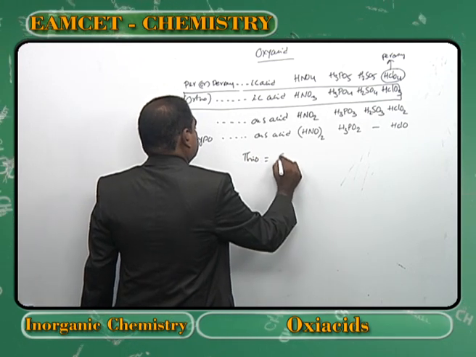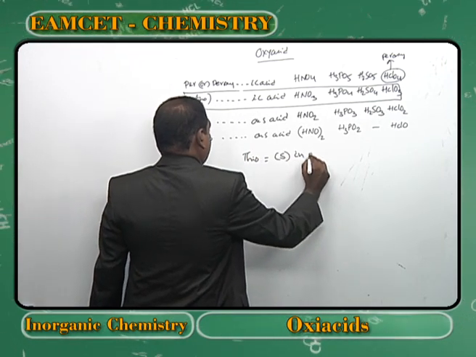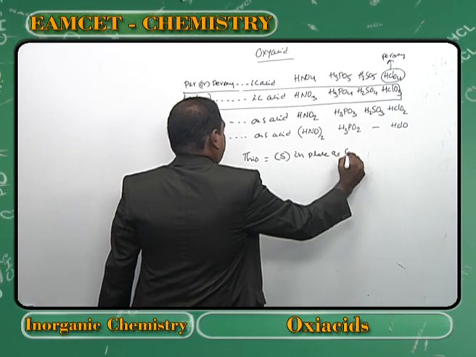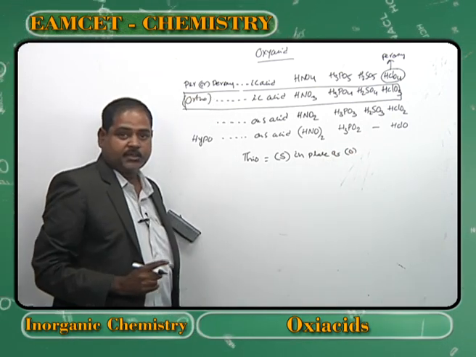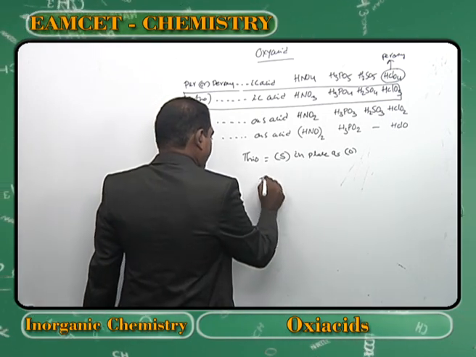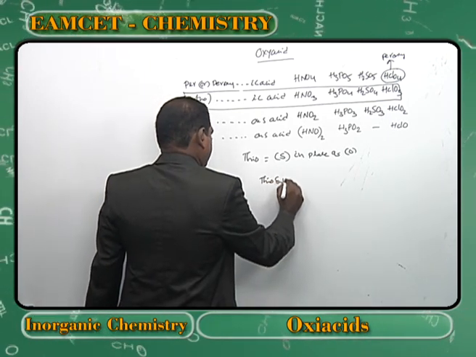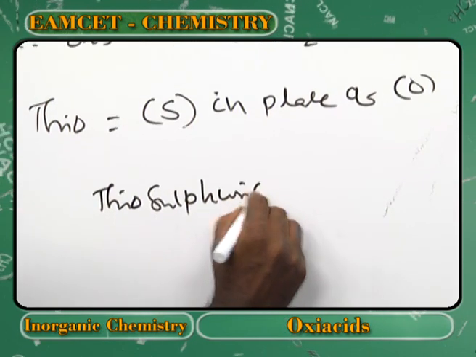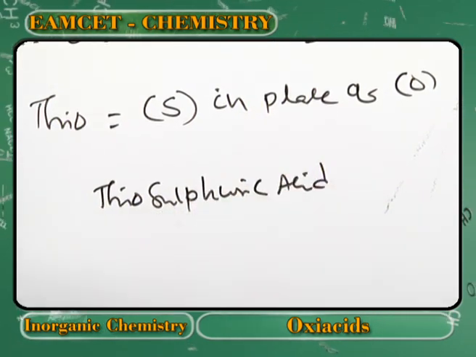Alright, lastly, you have another prefix, thio. Thio means sulfur in place of oxygen. You will come across this at many places: sulfur in place of oxygen. For example, thiosulfuric acid. How would you write the structure?